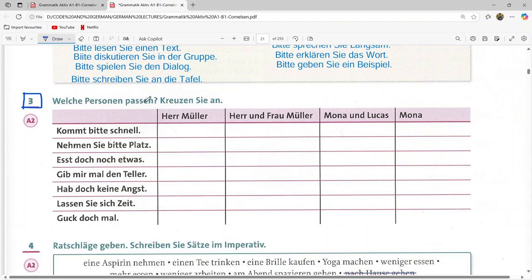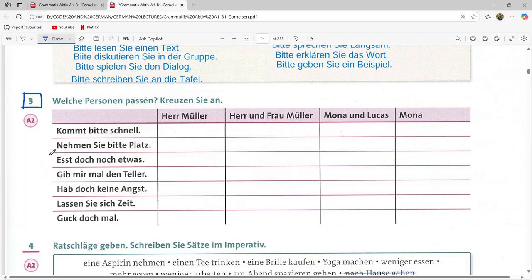Welche Personen passen? So which person fits? Kreuzen Sie an. Okay. So the person is here Müller. So here it can be used with the person of a male name. Okay. Or like Herr Müller. Here Herr und Frau Müller, Mr. and Mrs. Müller, right? Mona und Lucas. So two kids maybe, and this is simply Mona.